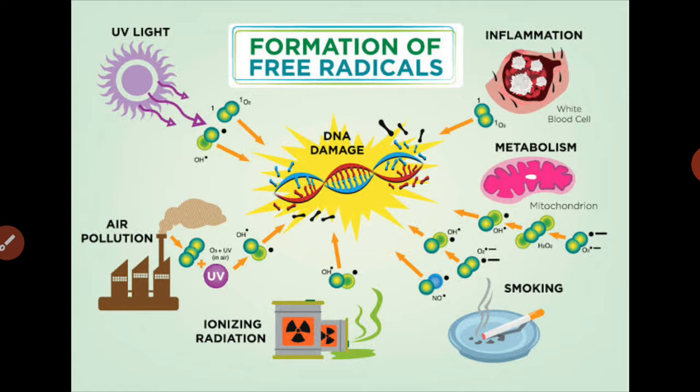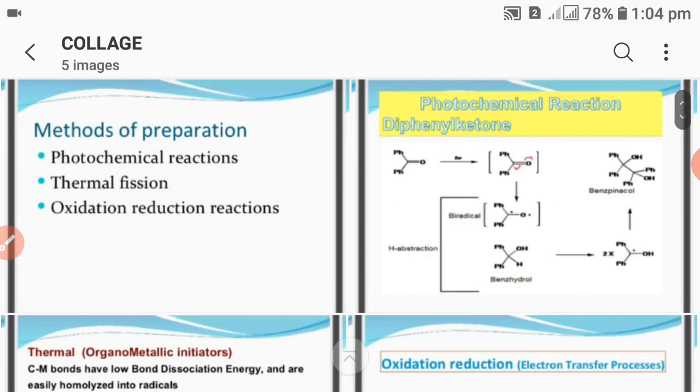This is the second video about free radicals, in which I am going to explain the formation of free radicals. There are numerous ways through which free radicals are usually formed in our body and in the environment. We will discuss some of the most important ones.